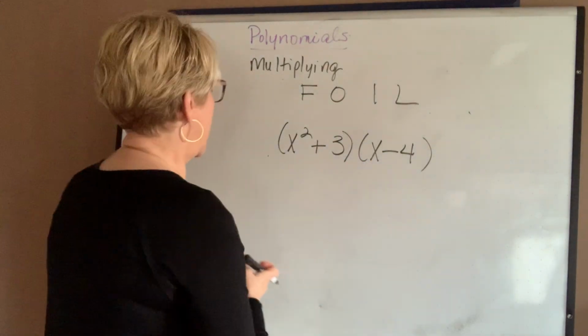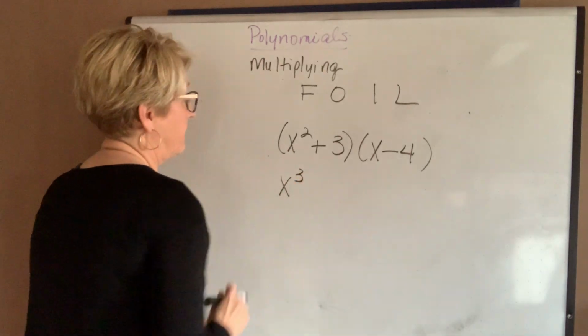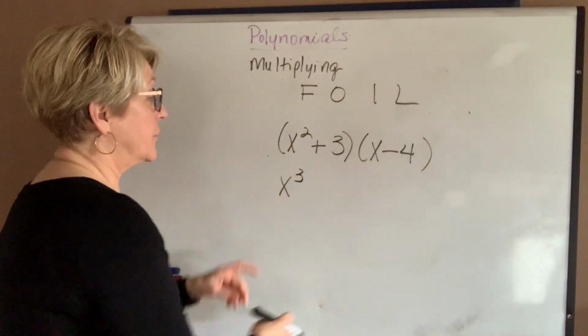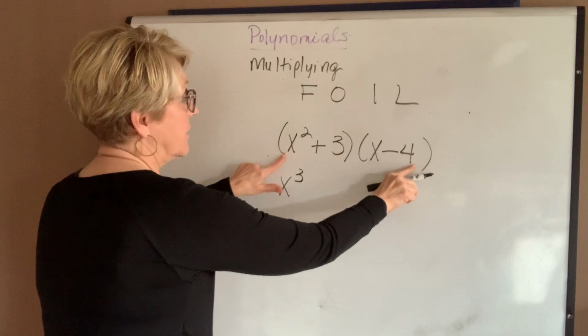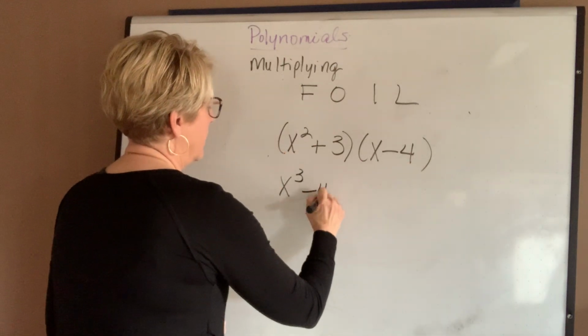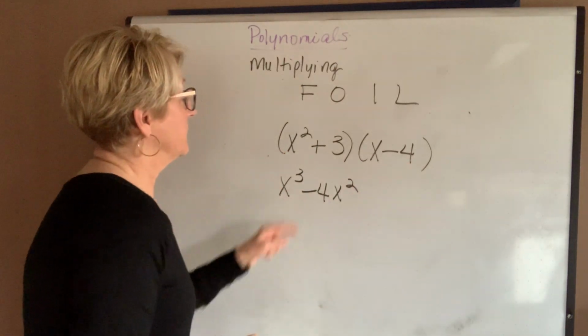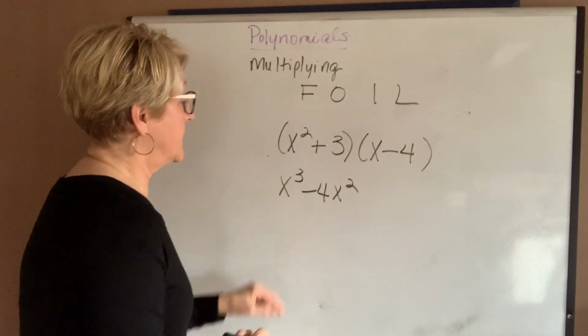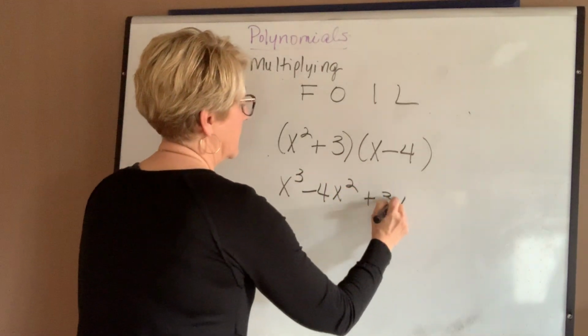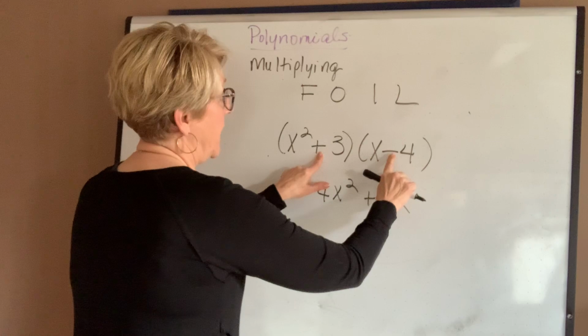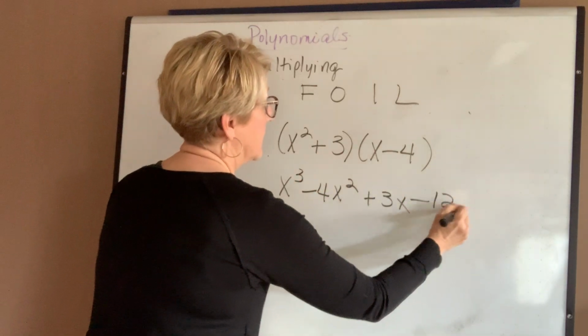X squared times x. Outer terms, here we go. X squared times negative 4. Inner, 3 times x. And last, positive times a negative, which is negative.